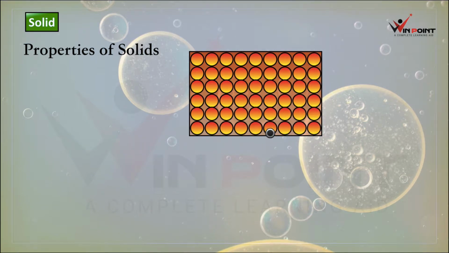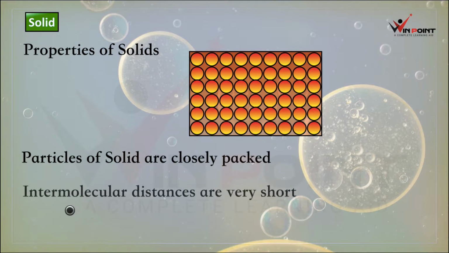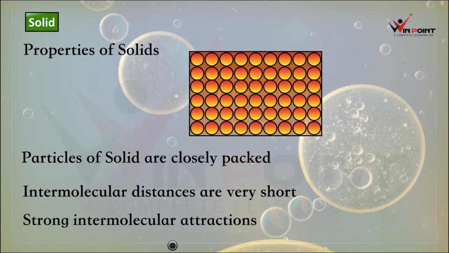From this figure you can identify the properties of solid. The particles are closely packed. The intermolecular distance, which means the distance between two particles, is very short. And these particles are not able to move. They can vibrate at their position, but they are not able to move. Particles of solid are closely packed. Intermolecular distances are very short. Intermolecular attractions are very strong.